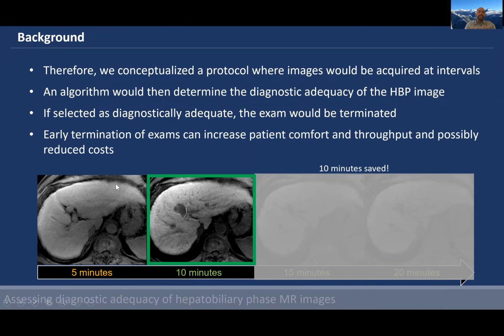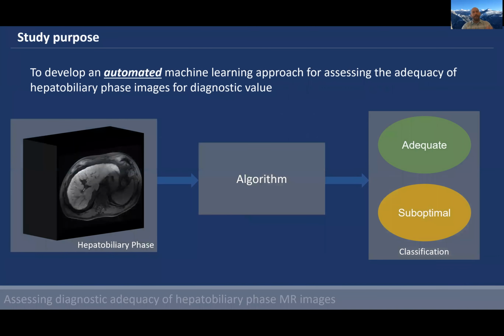So early termination of these exams can increase patient comfort, increase patient throughput at the institution, as well as possibly reduce costs, not only to the institution, but hopefully paying that savings forward to the patient. So all of that was just background to come to our study purpose. The overall purpose of the study was, could we develop some automated, machine learning approach for evaluating the adequacy of these hepatobiliary phase images for their diagnostic value for eventual screening for cancer.